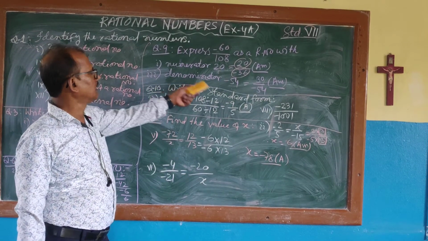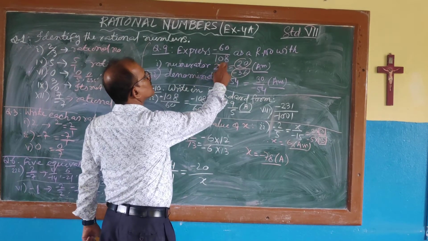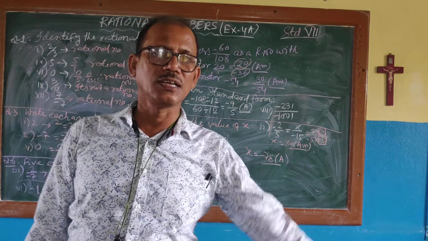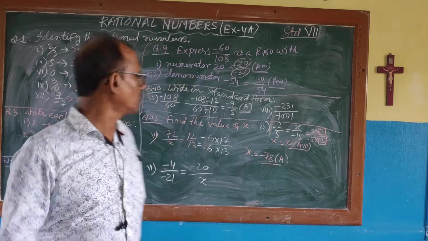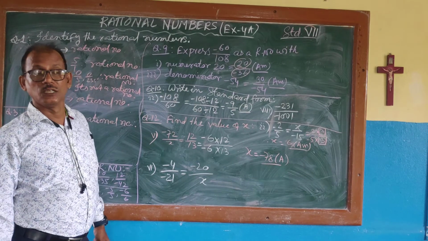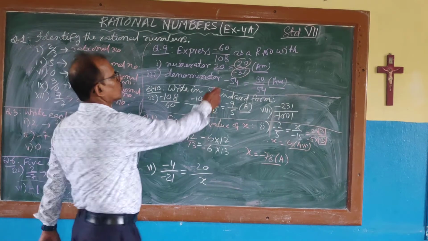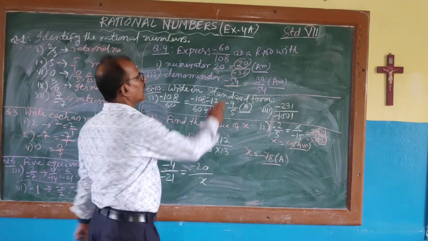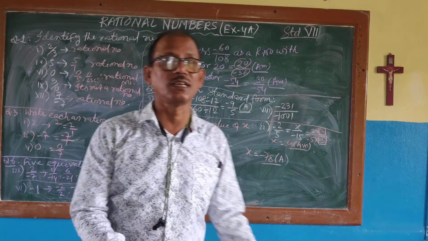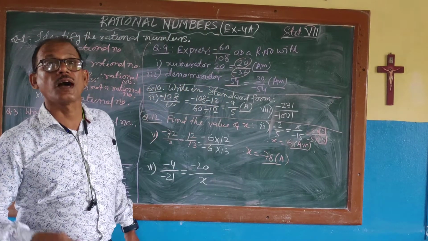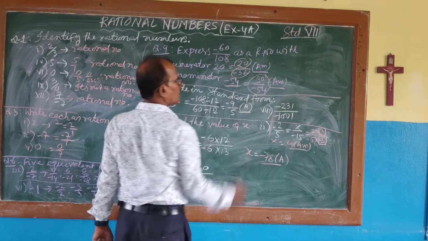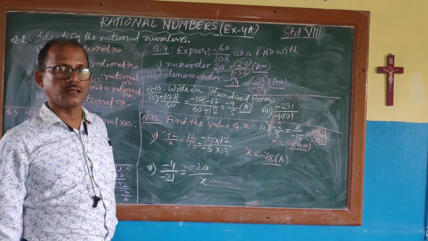I hope you understand. Denominator 54: what change have you done? The denominator was 108. You divided 108 by 2, so you got 54. Minus 2 you have divided, so the denominator divided by minus 2 gives minus 54. Now you have to divide this one also by minus 2. Minus 60 divided by minus 2 will be plus 30. So 30 by minus 54 will be the answer. Hope you have understood. Don't go in a hurry.